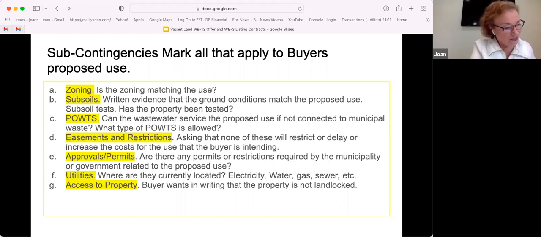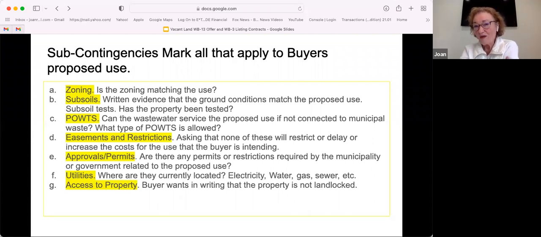I should know that. Private, that's it. Private on-site wastewater treatment system. And that's what POWTS stands for.